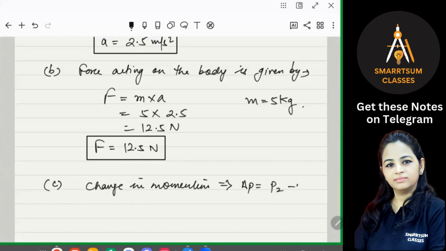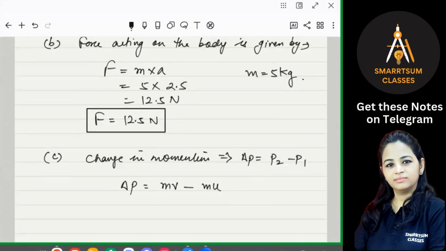I've already told this to you. P2 minus P1, right? P2 is final momentum, P1 is initial momentum. Final momentum is mv, initial momentum is mu. So mv minus mu will be the change in the momentum. Now, m is the same for both of them, so you can write it as m into (v minus u).